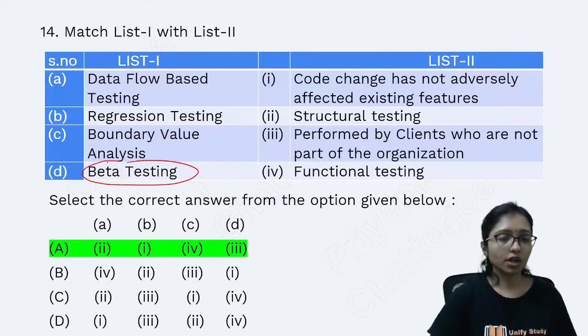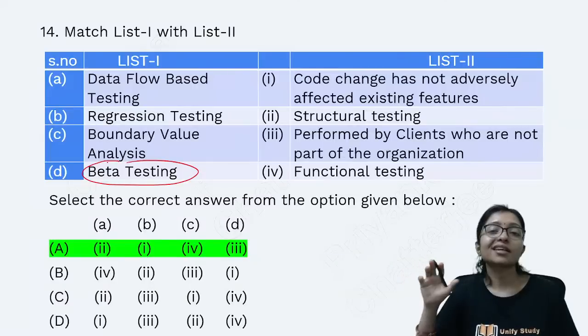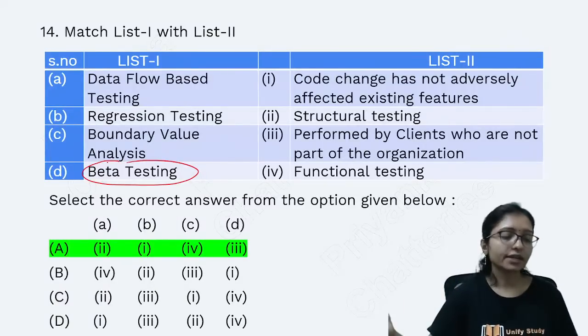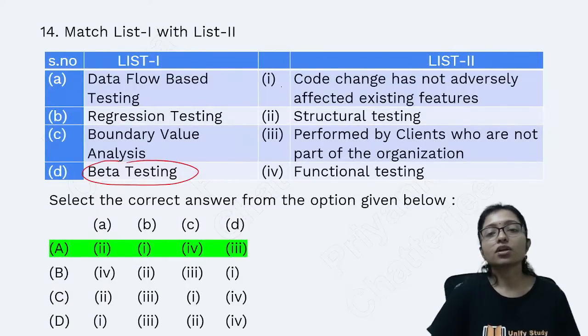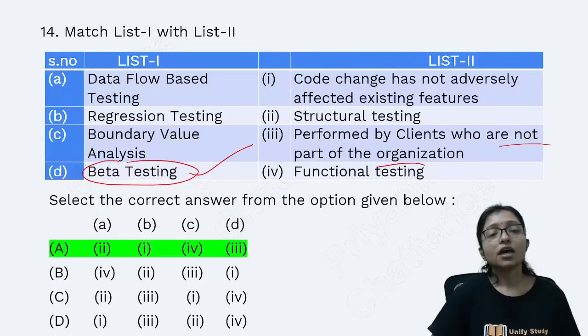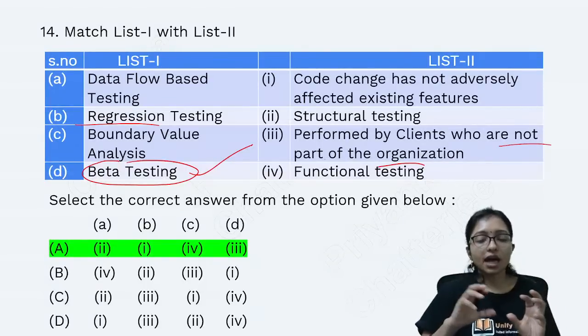Alpha testing goes on inside the organization. Beta testing goes on through a selective number of users on the client side, right? So it is going on in the client side, performed by the client who are not part of the organization. That is beta testing.